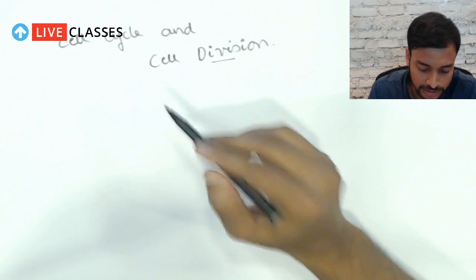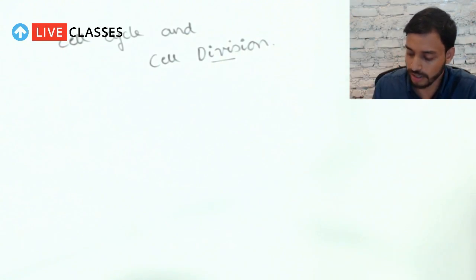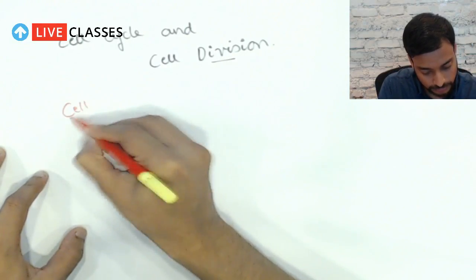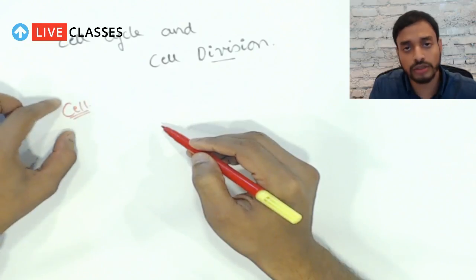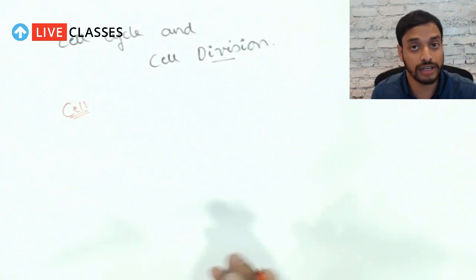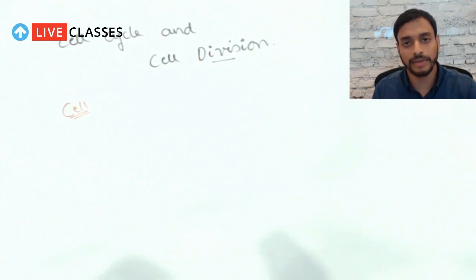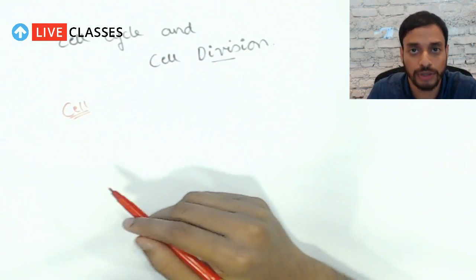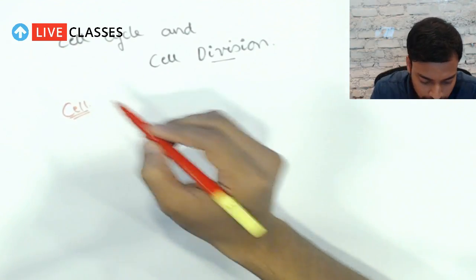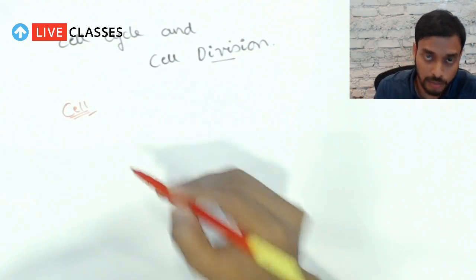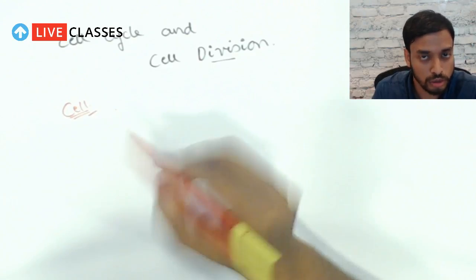So before starting this, let's talk about the word cell. Okay, so what is a cell? We know the cell is the basic structural and functional unit of life, right? So what we need to know, as prior knowledge so that we can understand this session, is the cell structure. We should know about the nucleus.